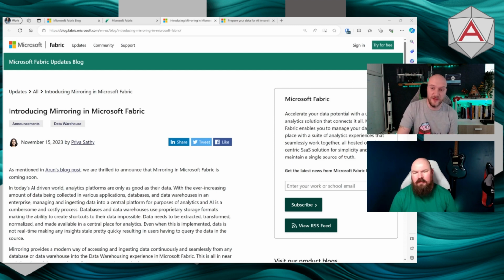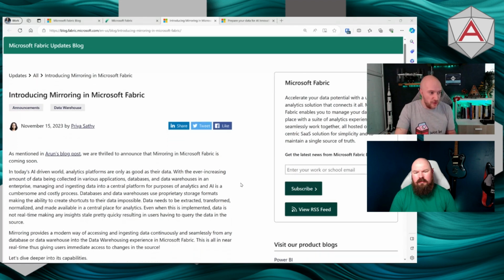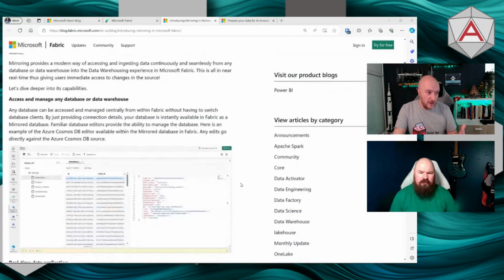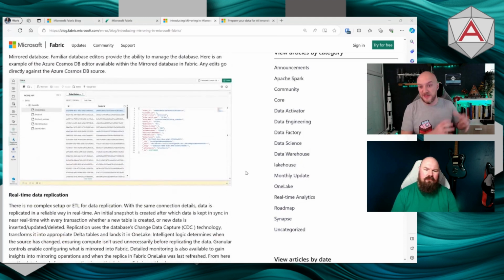Yeah, I think so. And that's kind of where I'm leaning into it. And there's a great post in here by Priya where she talks around a lot of the details about how that connectivity works, what that really means under the hood. Essentially, when we set up the mirroring with the source database, it's replicating all of your data into Fabric on the one lake using Delta tables under the hood.